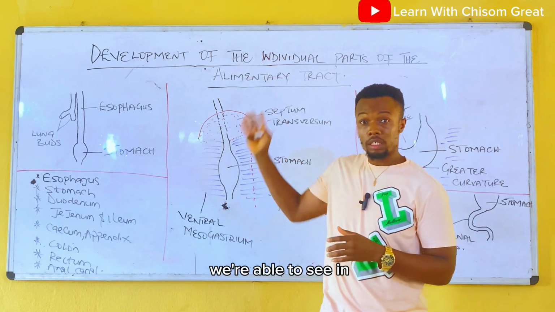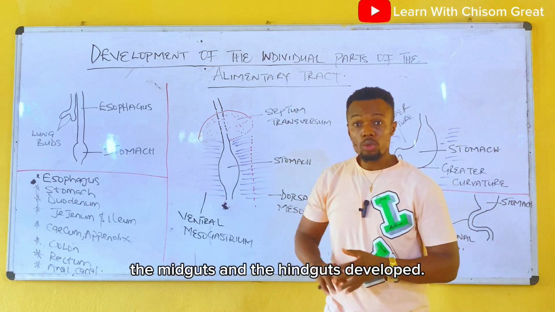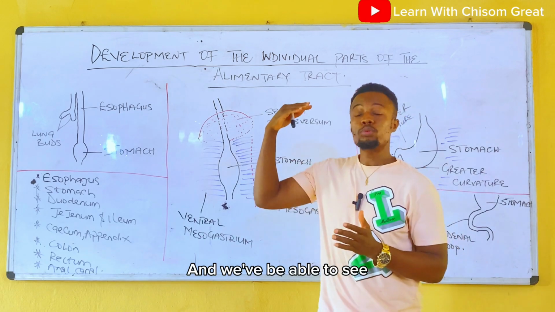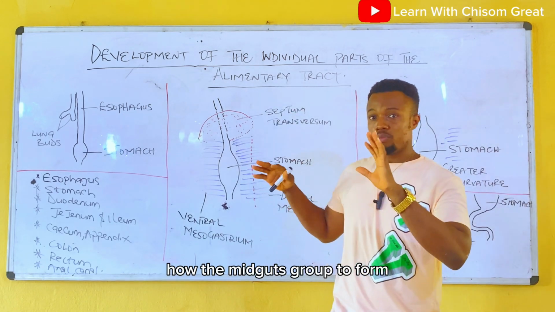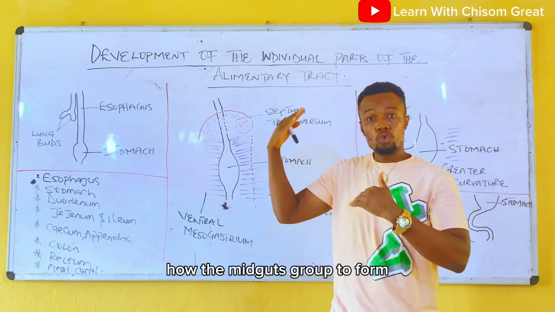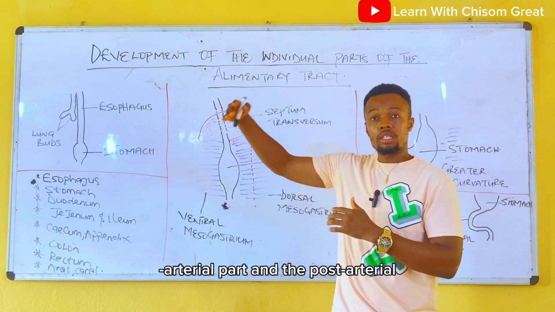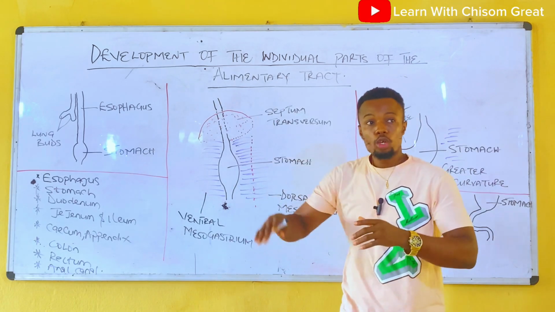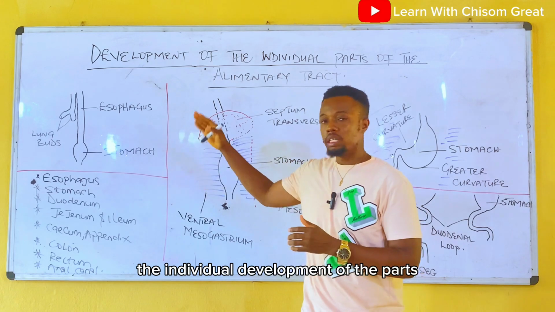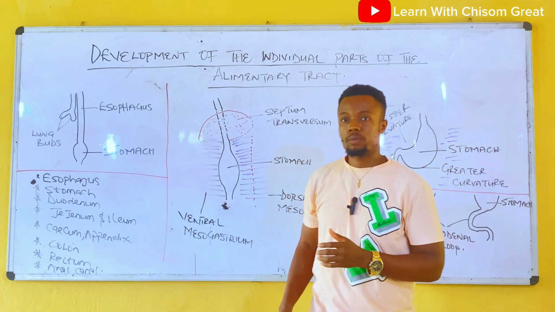So we've been able to see in part one how the foregut, the midgut and the hindgut developed. And we've been able to see how the midgut looped to form two parts, which are the pre-arterial part and the post-arterial part. So now we'll be looking at the individual development of the parts of the alimentary tract.